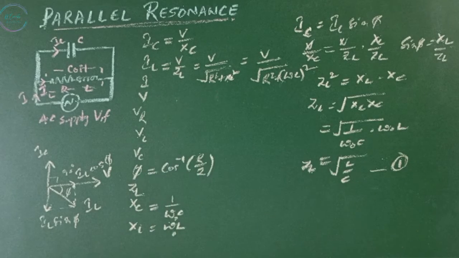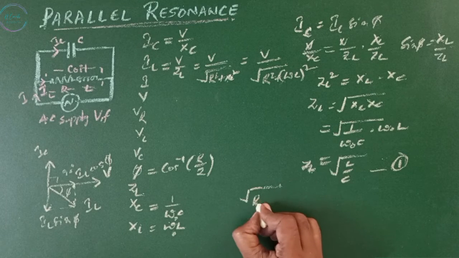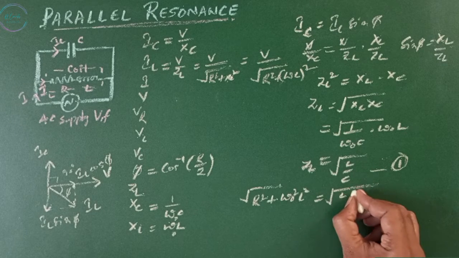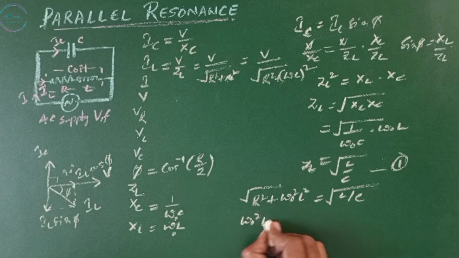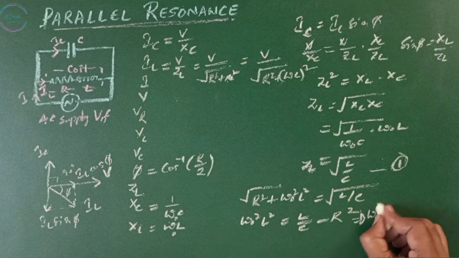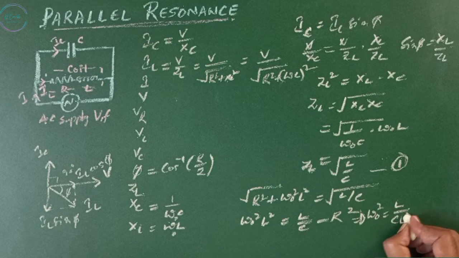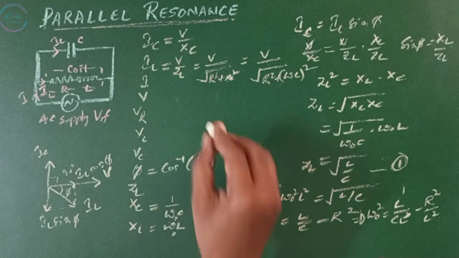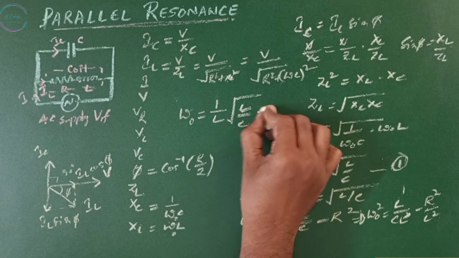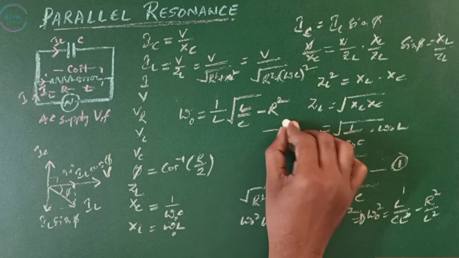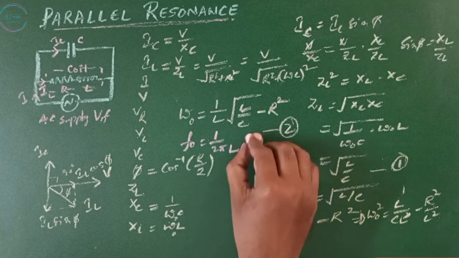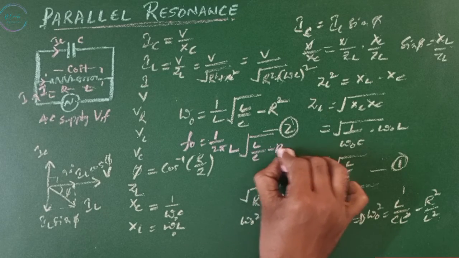And ZL is nothing but this value. So substitute that: square root of R square plus omega naught square L square equals to square root of L by C. Omega naught square L square equals to L by C minus R square. Omega naught square equals to L by C L square minus R square by L square, from which omega naught is given by 1 by L square root of L by C minus R square. Let this be equation number 2, from which F naught equals to 1 by 2 pi L square root of L by C minus R square.